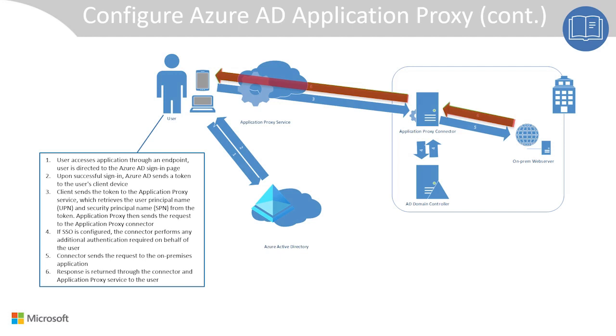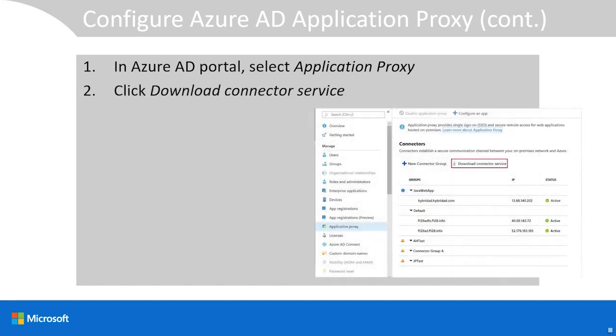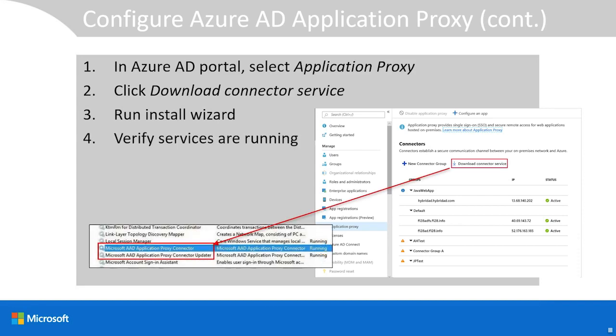To configure an application proxy, you start by selecting Application Proxy in the Azure AD portal, clicking Download Connector Service, running the install wizard, and then verifying that the services are running.